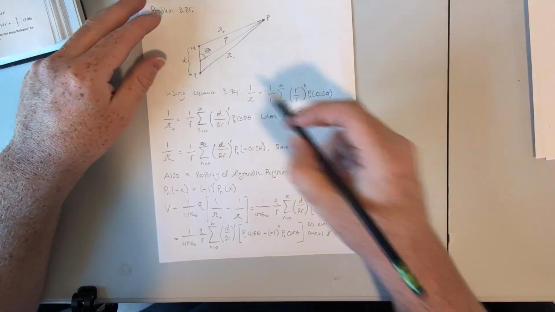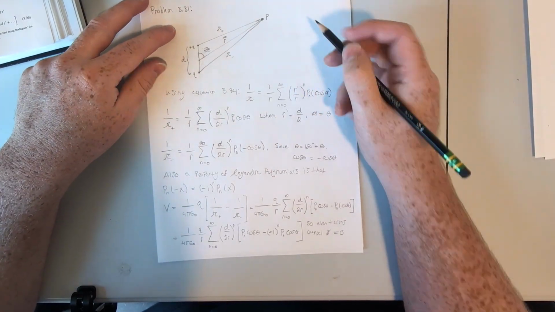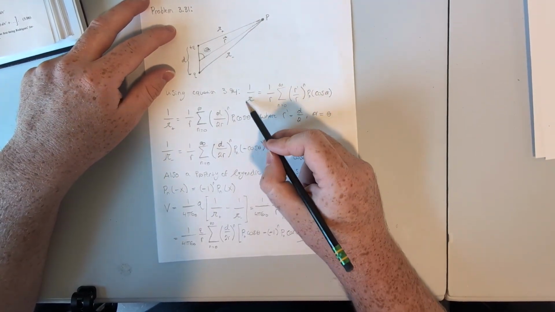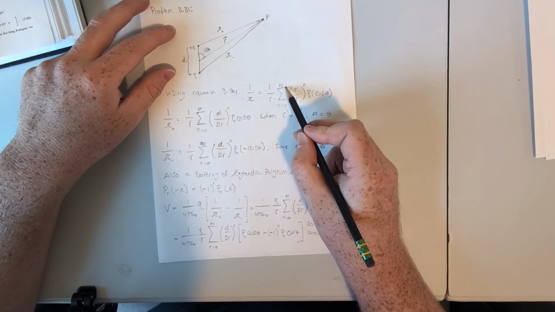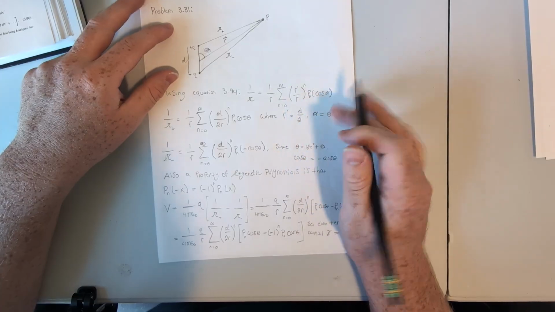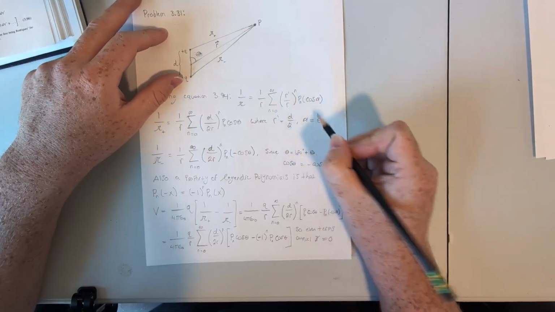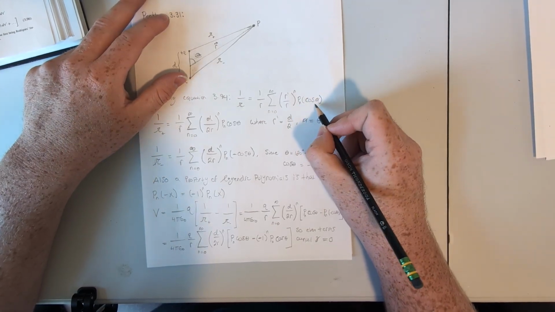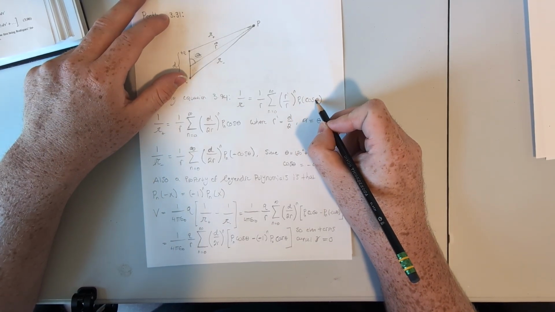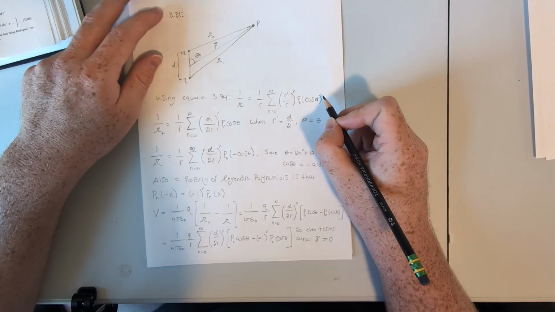I've written this down. I drew out the diagram, and then I wrote down the equation that 1 over script r is equal to 1 over r times this summation from 0 to infinity of r prime over r to the nth power times the nth Legendre polynomial in terms of the cosine of the angle alpha.